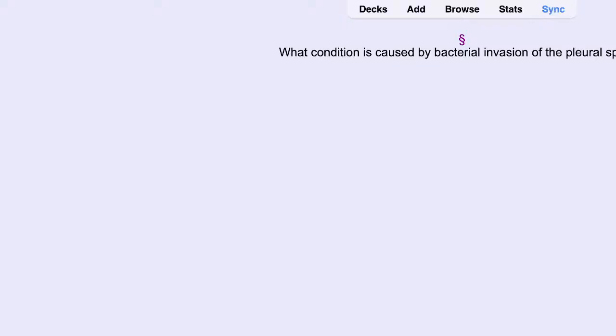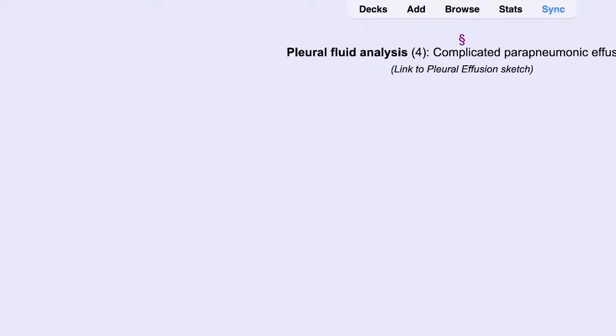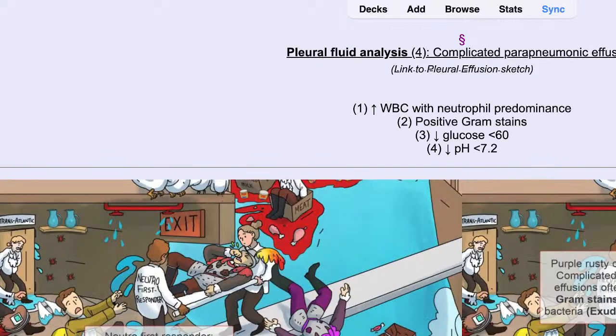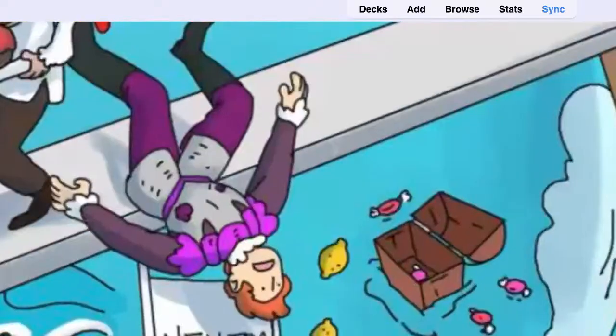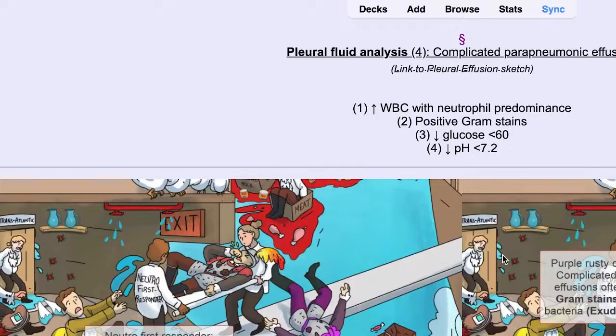Bacterial invasion of the pleural space. No, apparently that's complicated. Complicated just means the bacteria are going in. Purple for gram stain, maybe. Pleural fluid analysis, complicated: we got some WBCs, positive gram stains because he's purple, glucose less than 60, you can see the falling glucose, all the candies falling down. And you got some lemons falling down, so pH going down, basically 7.2.